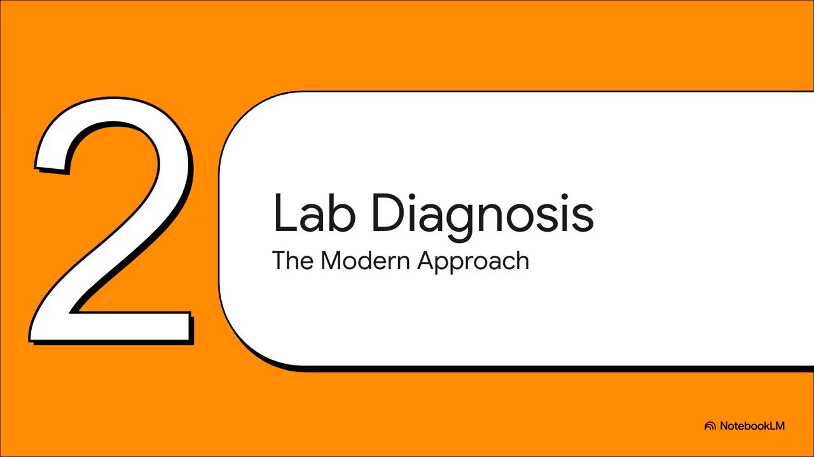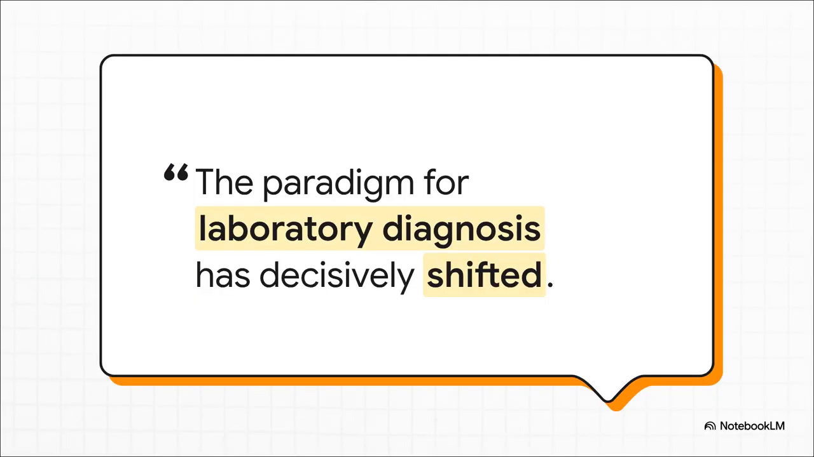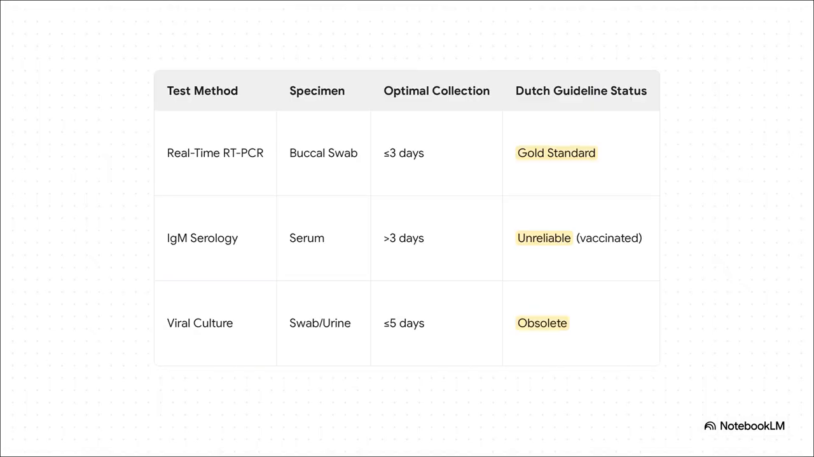This lack of a direct treatment is precisely why getting the diagnosis right and preventing the spread are so incredibly important. Okay, so if we can't treat it, everything, and I mean everything, hinges on getting an accurate and fast diagnosis. And this is an area where we've seen a massive shift in the modern lab. This quote from the source material really just says it all. The old methods we used to count on, they're just not fit for purpose anymore, especially not in our highly vaccinated population.